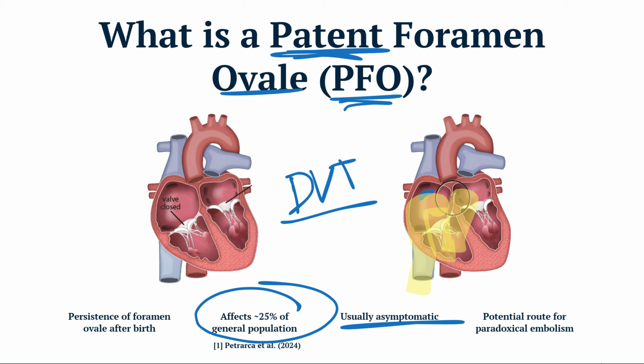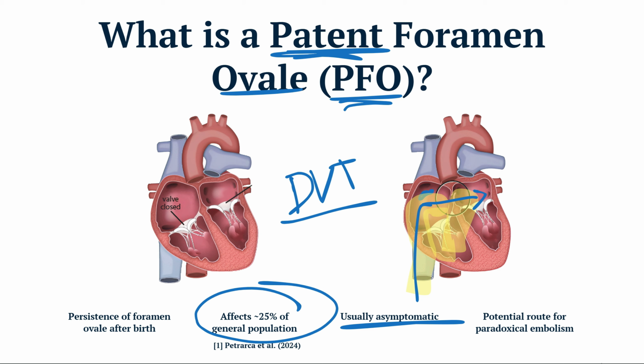Now, pulmonary embolisms can be bad. They can be fatal. However, they're not as bad as getting that same clot into the arterial system. Now, if a PFO is present, that same clot will go into the right atrium and can find its way into the left atrium. Now it went from venous circulation to arterial circulation. Because it's now in systemic circulation, it can enter the brain, or it can cause another systemic embolic event.